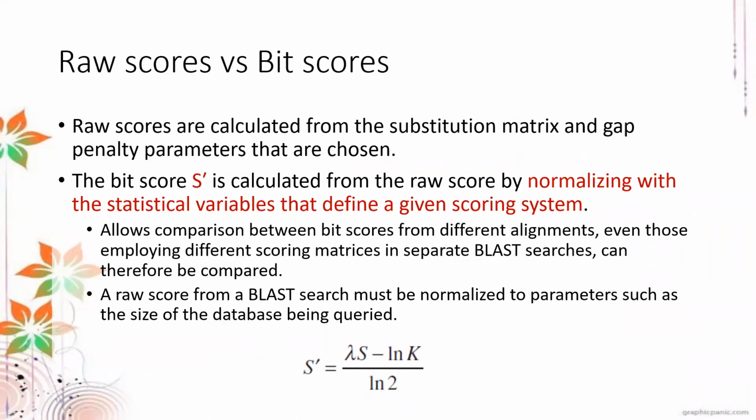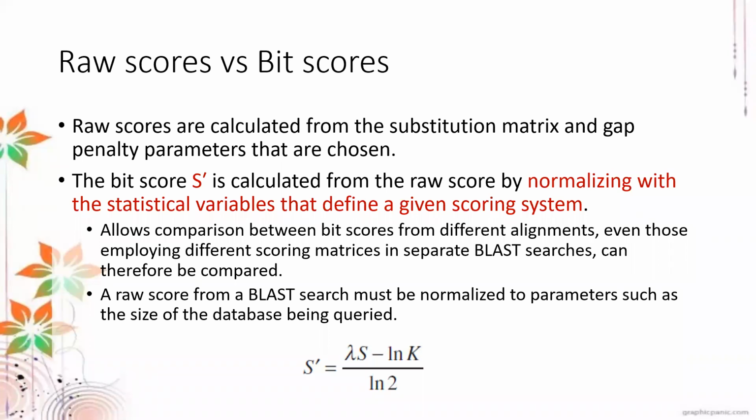Okay, now how about the raw score and the bit score? So we had seen the raw scores and the bit scores in the pairwise sequence alignment. But what's the difference between the raw and the bit? Basically, raw scores are the straight up scores that you would see when you calculate the scores, the match minus mismatch minus the gaps. So that's your raw score. But the bit score is a normalized calculation of the raw score. You normalize it with the statistical variables that define a particular system.